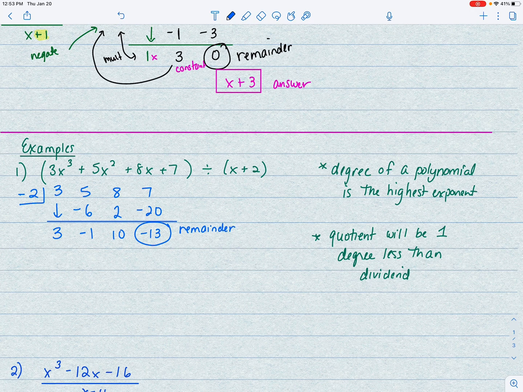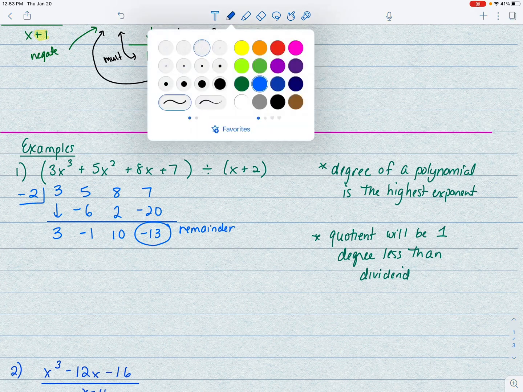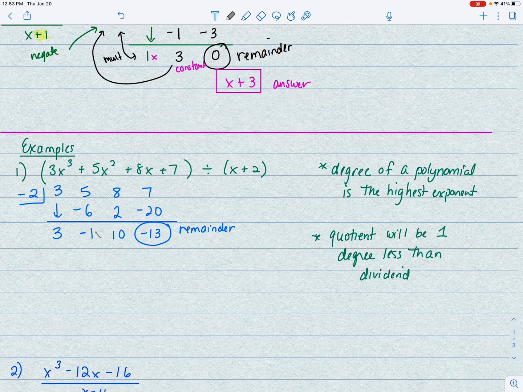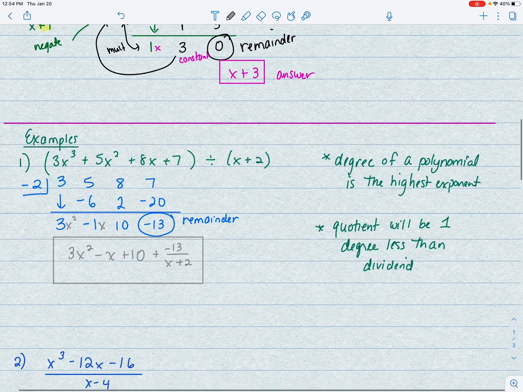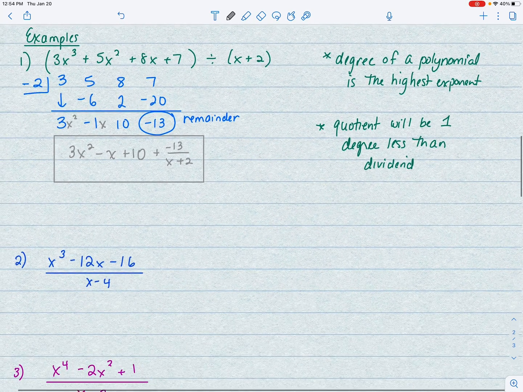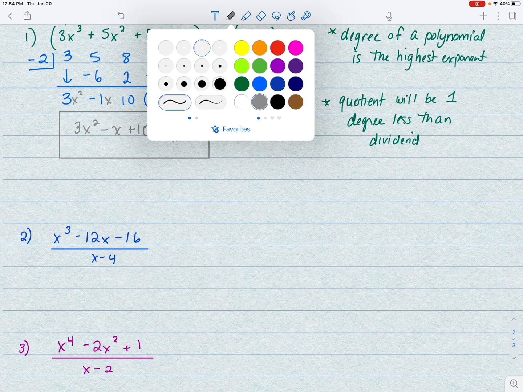Your polynomial is, this is going to end up being the 10 is a constant, the -1 has an x, and this has an x squared. So your actual answer is 3x squared minus x plus 10, but we do have a remainder, and you have to put that over the original divisor. This is your answer. It's in quotient remainder form. Quotient is 3x squared minus x plus 10, but there was -13 left over. That goes over the divisor. This should all be familiar. You did it in Algebra 2. But who knows if you guys remember, so doing it again.